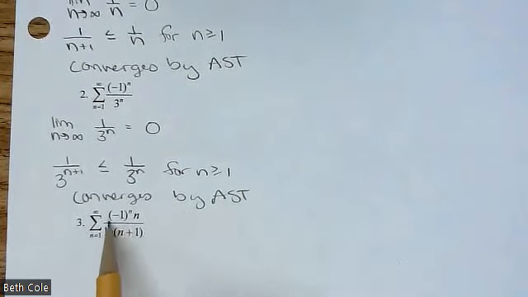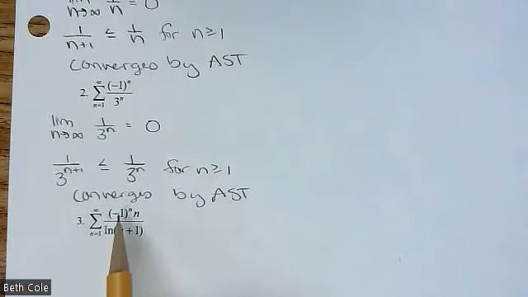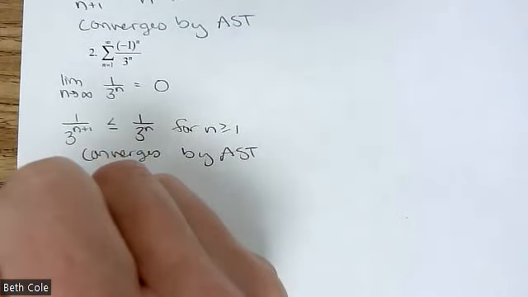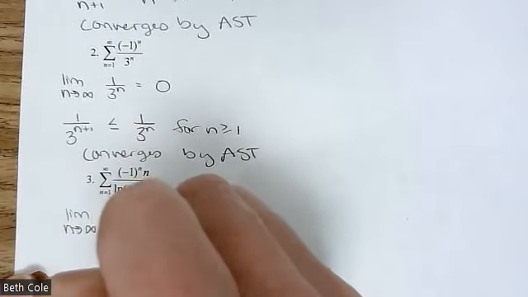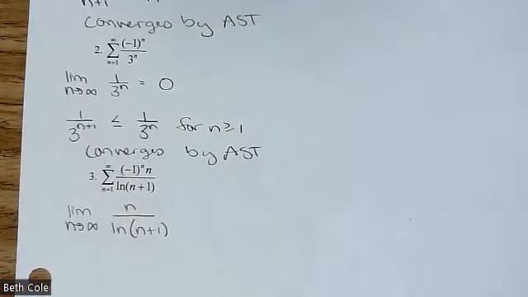So number 3, do you see how it's alternating? You have that negative 1 in there. We're going to do our limit. Limit as n goes to infinity of n over ln of n plus 1. I'll have to have a conversation about these to remember this.